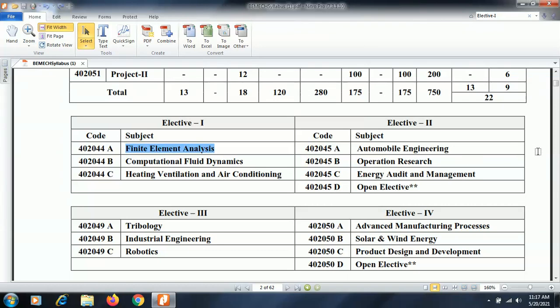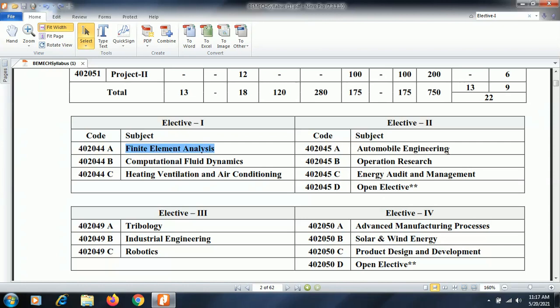Hello everyone, this video is purposefully made to know how to select an elective 1 and elective 2 for your final year semester 1 subjects. So in elective 1 for Savitribai Phule Pune University, we have 3 elective subjects. For elective 1 you can choose finite element analysis, computational fluid dynamics, or heating, ventilation and air conditioning. Any one of these 3 subjects you can choose as your elective 1.